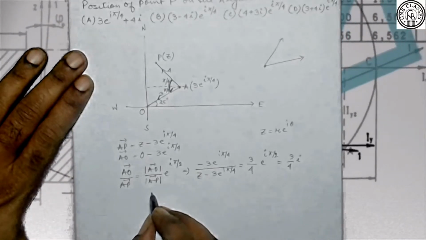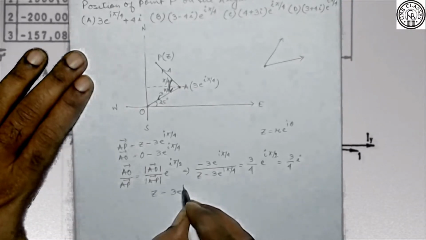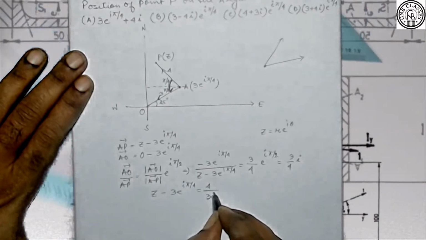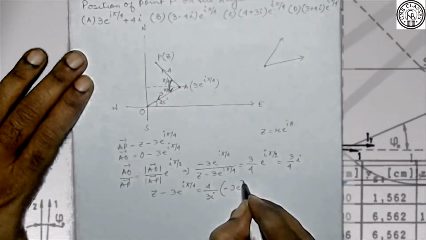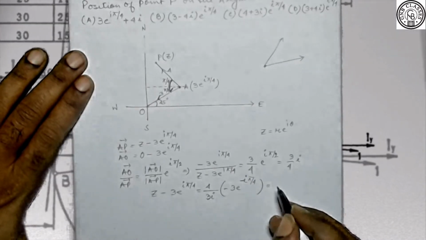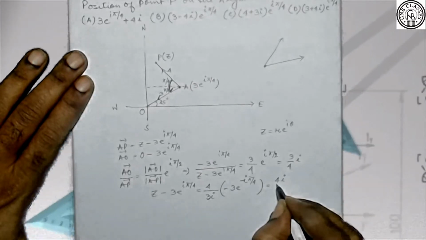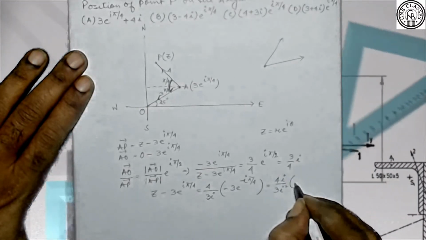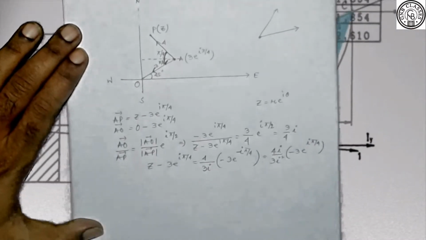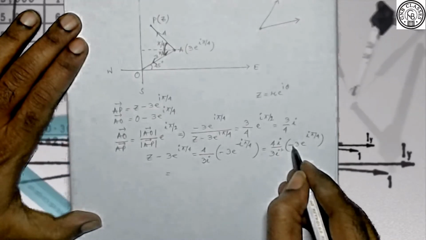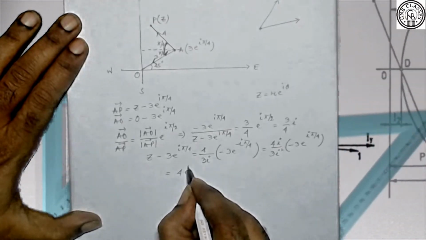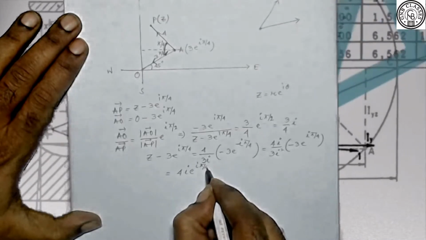So what are you getting basically? Z minus 3 e to the power iota pi by 4 equals 4 by 3 iota times minus 3 e to the power iota pi by 4. Yes or no? Tell me. So this can also be written as 4 iota by 3 iota square times minus 3 e to the power iota pi by 4. So iota square is minus 1. That minus and this minus will give you plus. 3 goes off. So it is only 4 iota e to the power iota pi by 4. Correct?